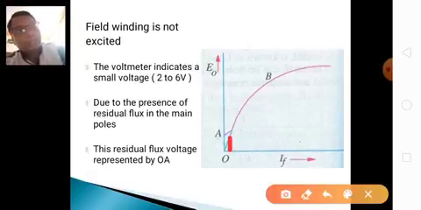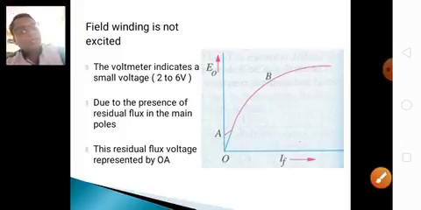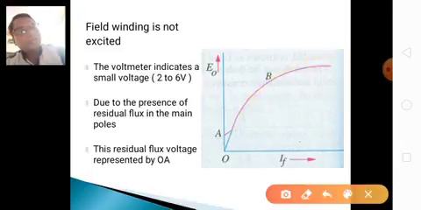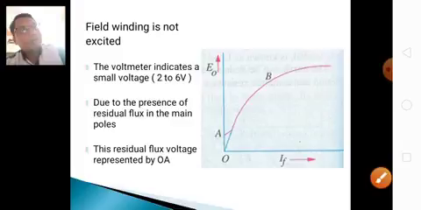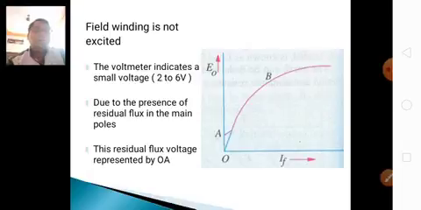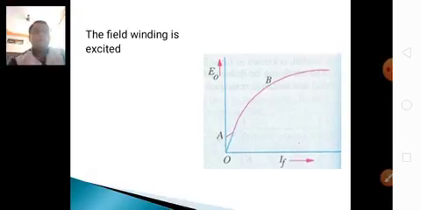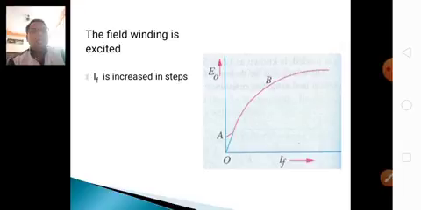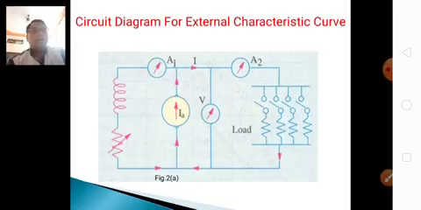Suppose this is the residual flux. But in the case of a separately excited DC generator, the curve starts from 0, because it is separately excited. In a self-excited generator, it is excited by the armature and field. The residual flux voltage is represented by OA. The field winding is excited. If IF is increased in steps, E naught also increases. At each step, IA and IF are recorded.